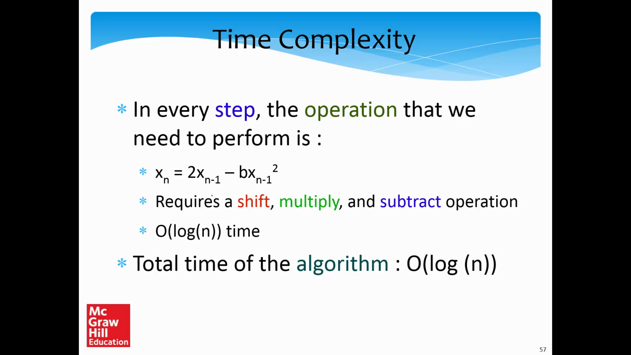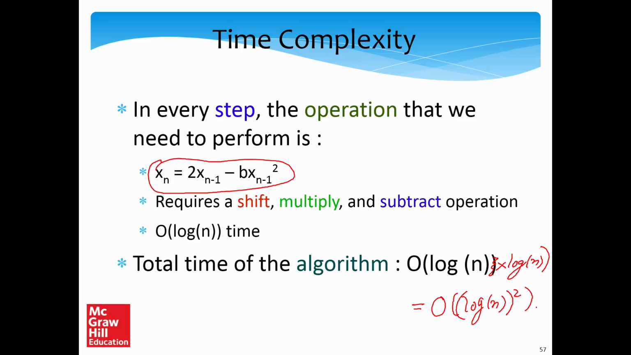All right, so the time complexity is like this. Again, a small error in this slide, I'll fix it. In every step of the operation, we need to compute this thing. So this requires some shifts, multiplies and subtracts, which requires order of log n time. So the total time of the algorithm is order of log n for each step multiplied with log n steps, which is order of log n whole square. Alright, so this is the time. So it's the same as the Goldschmidt algorithm in that sense.